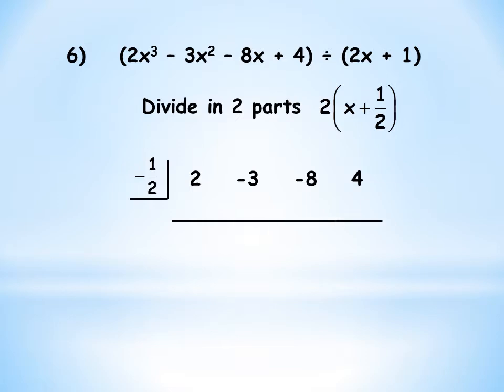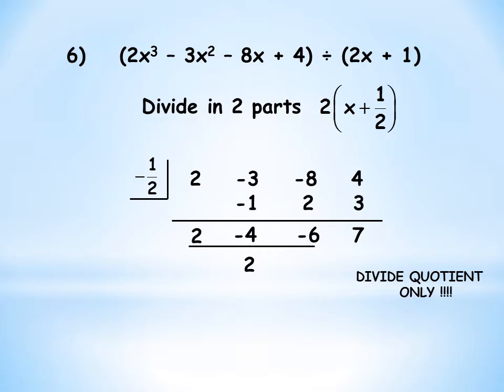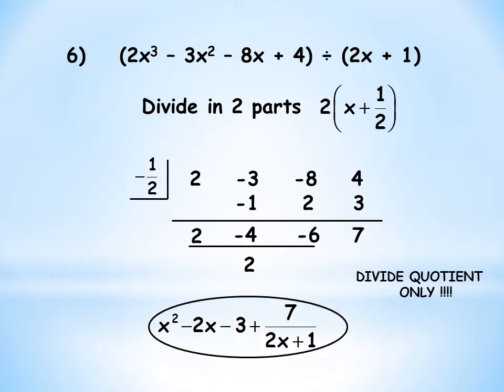So let's first do the negative 1/2. Bring down the 2. Multiply, add. Multiply, add. Multiply, and add. But now I still have to multiply by 2. So I'm going to take just the coefficients, not the remainder, and divide those by 2. So my answer will be x squared minus 2x minus 3. And then I'm going to put the 7 over 2x plus 1. So in essence, I am dividing it by 2 because I'm putting it over the whole divisor.